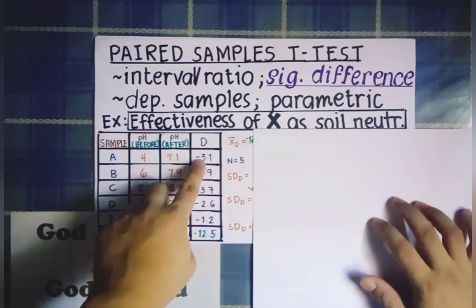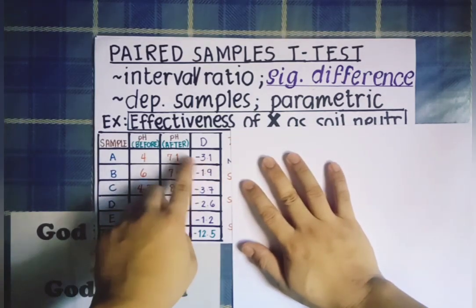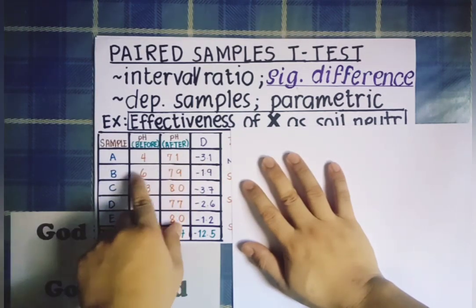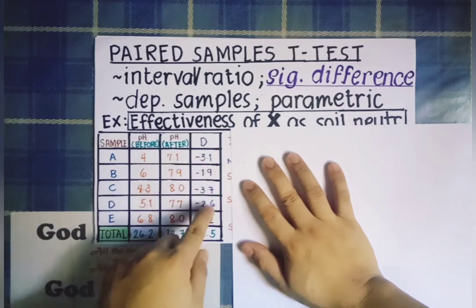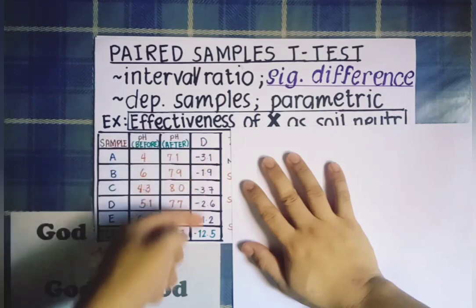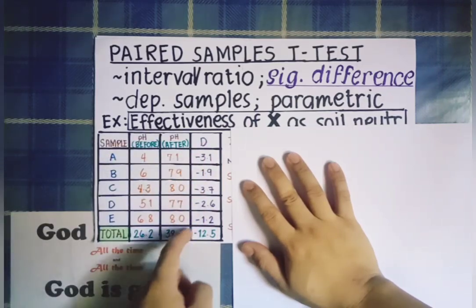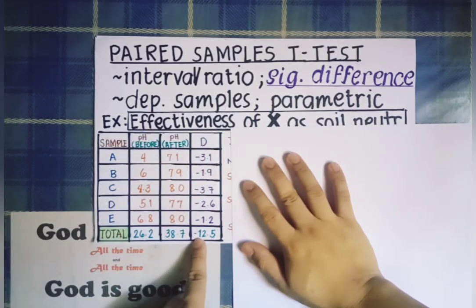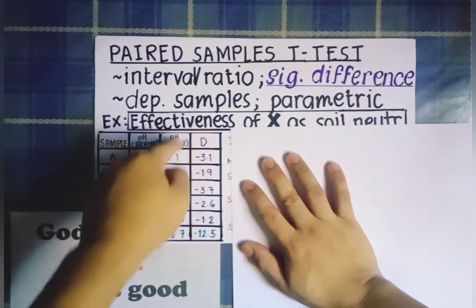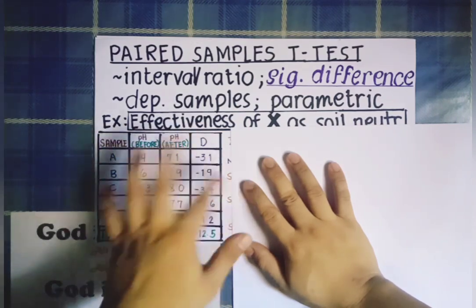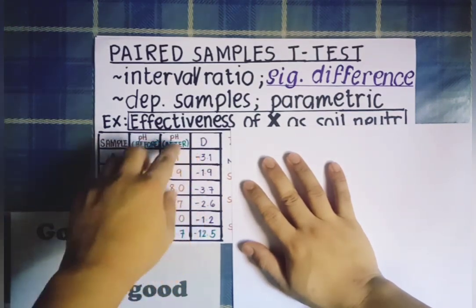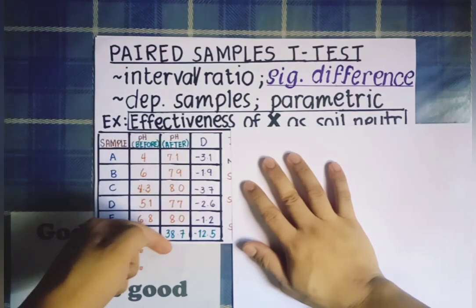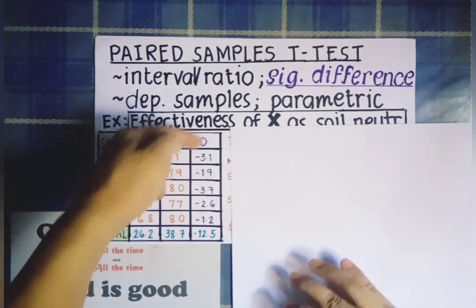So we have here negative 3.1 as the difference of 4 and 7.1. 6 minus 7.9 is negative 1.9, and so on and so forth. And then we also obtain the summation of these values, and we have here negative 12.5 as the total for the difference. Okay. Now, we are also required here to get the mean for the difference. Okay, so we are not going to get the mean for before or mean for after, but we are going to get the mean for the difference.